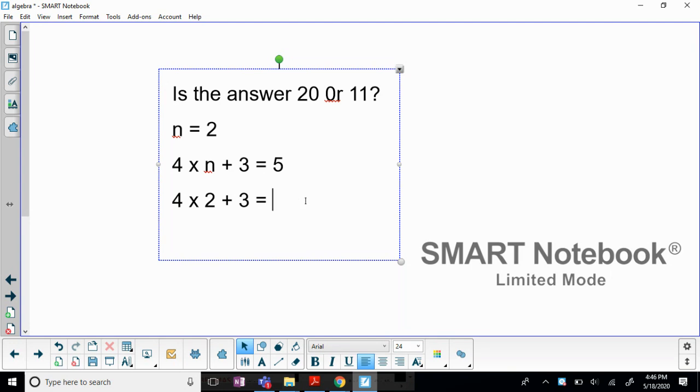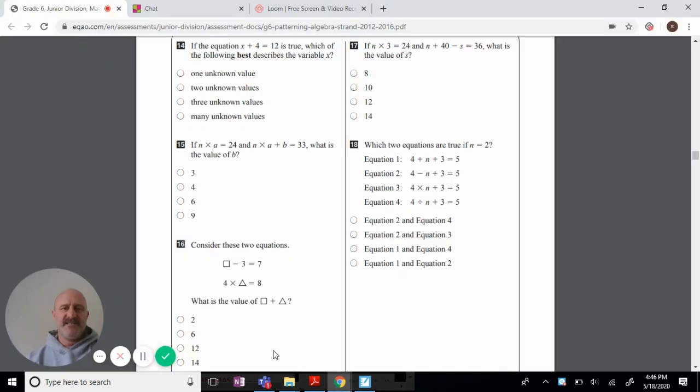And how many people think that the answer is 11? Hopefully a lot of people said 11 because of order of operations. I have to do the multiplication first. So 4 times 2 is 8, plus 3 is 11. That's the proper way to do this question. So that when you do get a question like this, you're able to do the math. So let's just solve this one for fun. Okay, 4 plus 2 plus 3 equals 9. So this one isn't true.